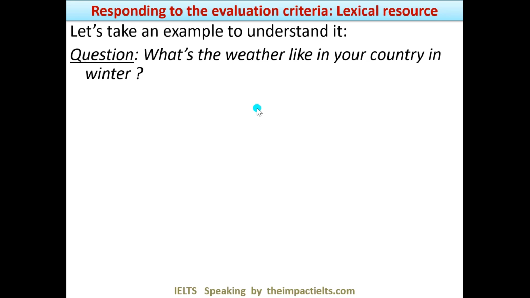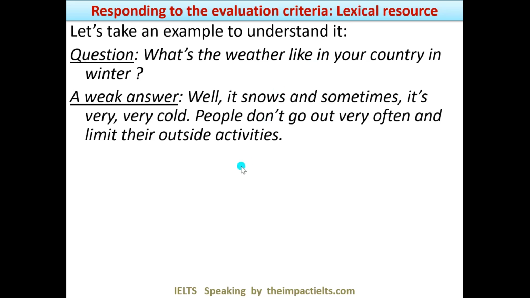So let's try to find the differences in terms of vocabulary, right? So this is an answer. What's the weather like in your country in winter? Well, it snows and sometimes it is very, very cold, people don't go out very often and limit their outside activities. So you can see here that we don't have any idiomatic expressions. We have got one precise word, which is very, very cold. Nothing else. It's a very simple, very common word, which cannot help you get a higher band score.